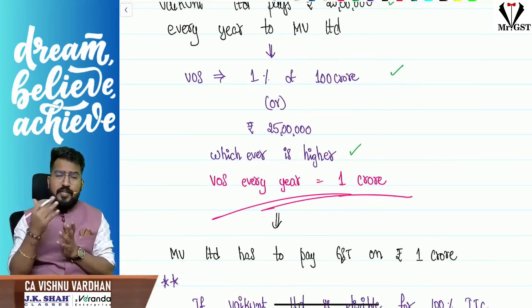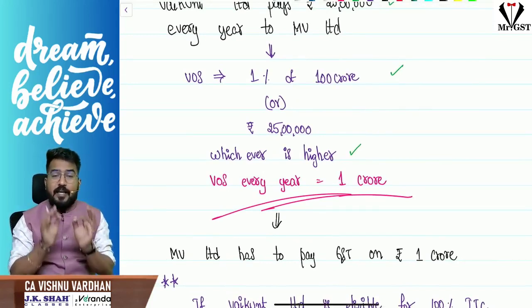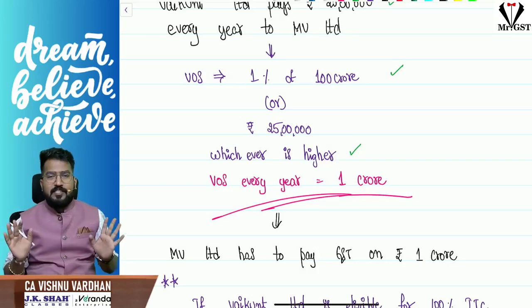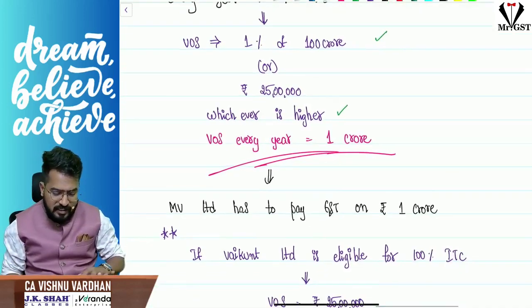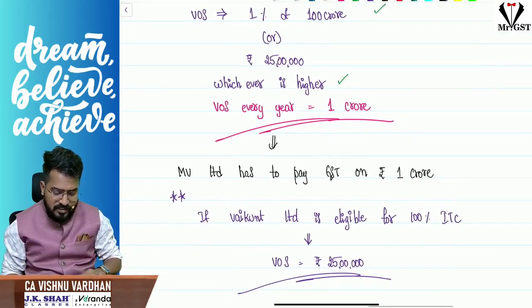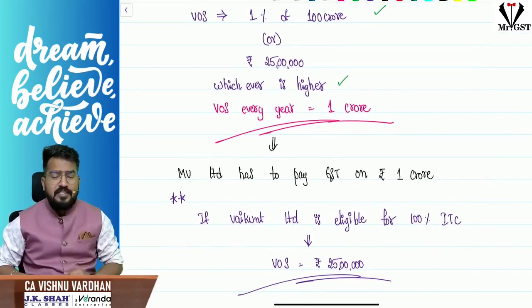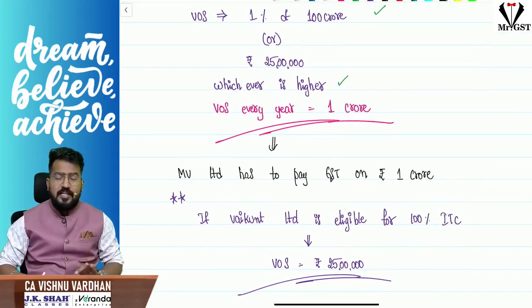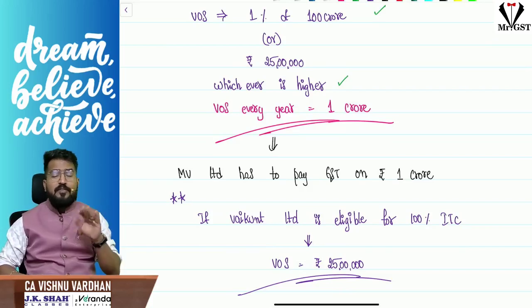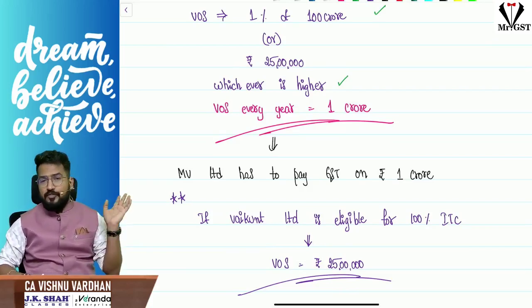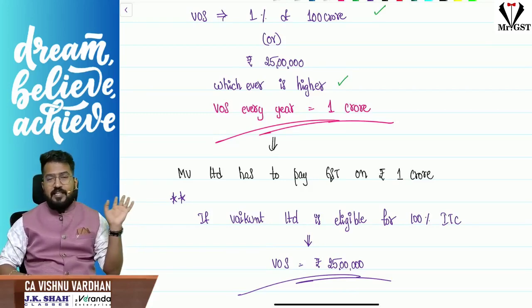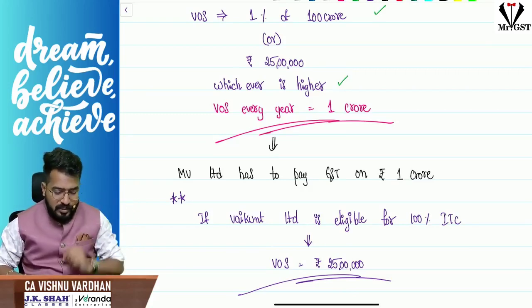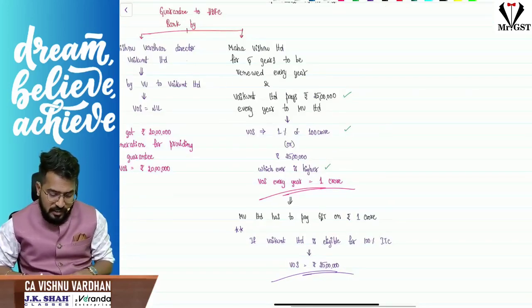If Vaikunth Limited, the recipient, can take ITC fully, 100%, then whatever amount is charged in the invoice is the actual consideration, and that itself will be taken as the value of supply. We will not compare it with 1% of the amount on which the guarantee is given. Clear? So that is the second scenario. Hope it is clear for you, right?